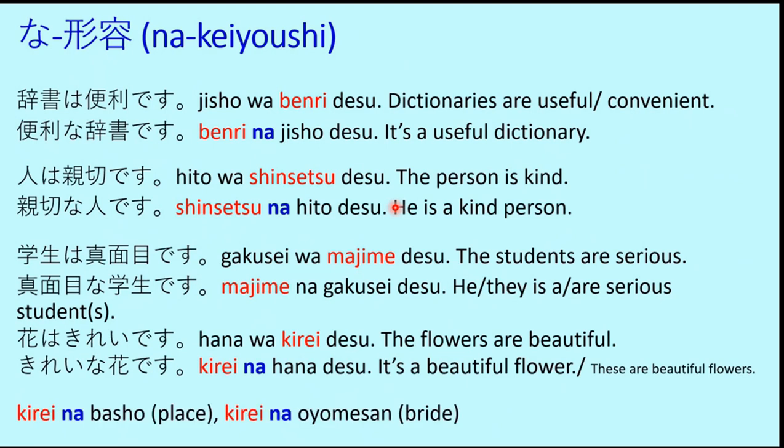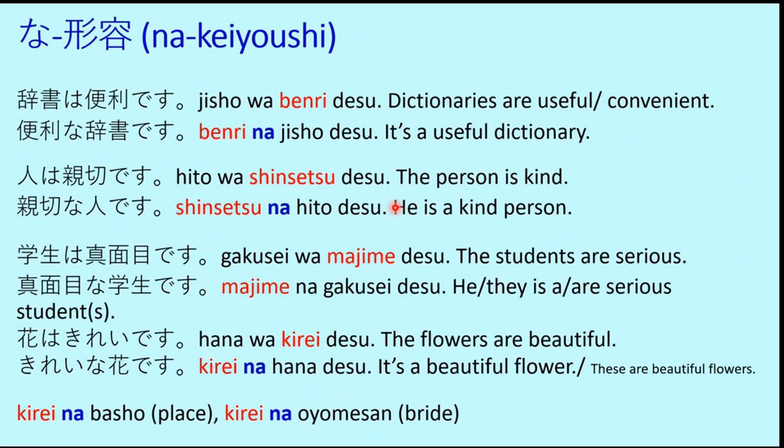So similarly, you can practice using some other adjectives like kirei na basho. Basho means place. Kirei na oyome-san. Oyome-san means bride. So during a wedding, the bride is called oyome-san in Japanese. So beautiful bride. Kirei na basho means beautiful place. Kirei na oyome-san means beautiful bride.